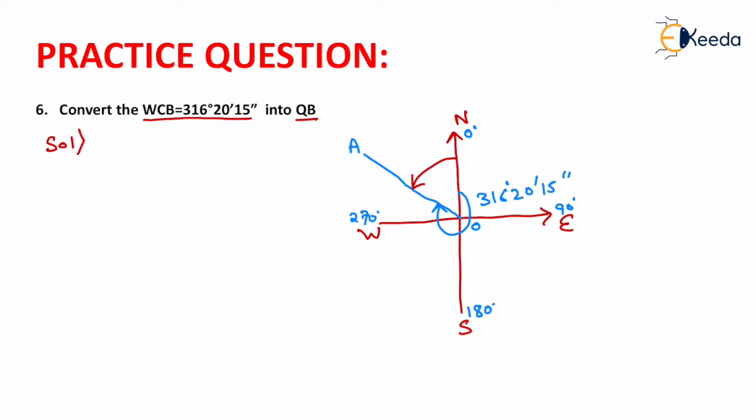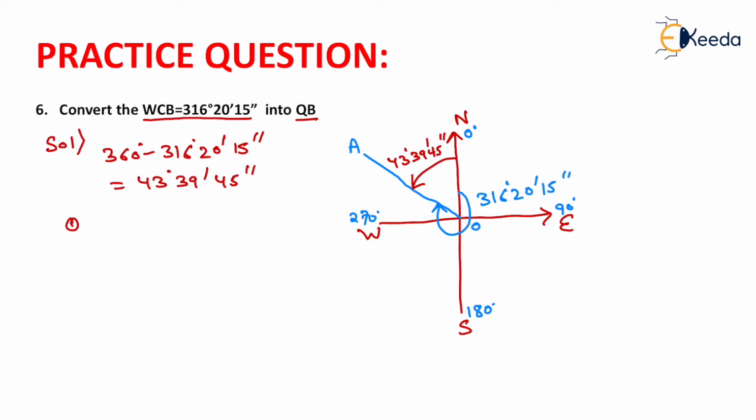Now we have to determine this angle, which is equal to 360 degree minus 316 degree 20 minutes and 15 seconds. So it will be equal to 43 degree 39 minutes and 45 seconds. So this angle is 43 degree 39 minutes and 45 seconds.